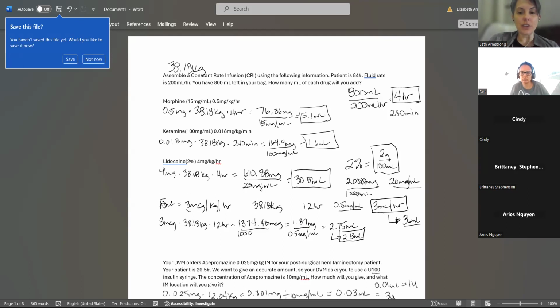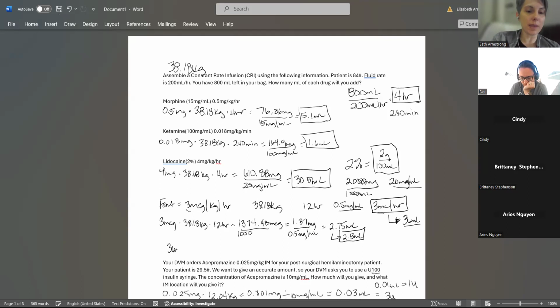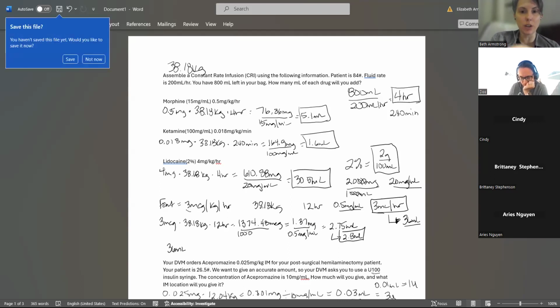Remember, we have to run this at 3 milliliters per hour. But our total is going to be 36 mLs. So we're going to take 36 mLs and find out how much saline we're going to draw up. If we only have 2.8 mLs of that fentanyl, we have to take that out of the equation, right? 2.8 of our total. So how much saline am I going to need?